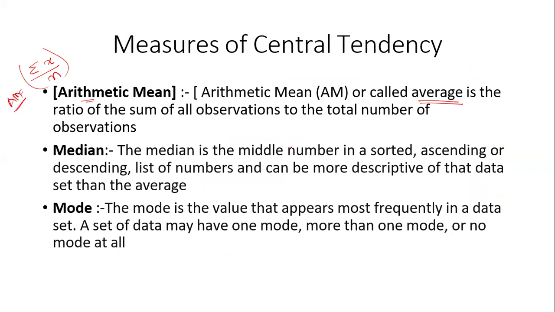Now the median means the middle number of the data sorted in ascending order. First of all, we have to arrange the data in ascending or descending order, and from this data we take the middle value. And the mode is the value appearing the most frequently in the data set. So the most frequently repeated value is the mode.